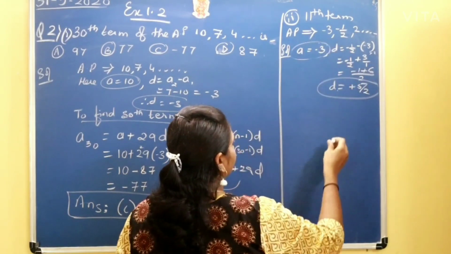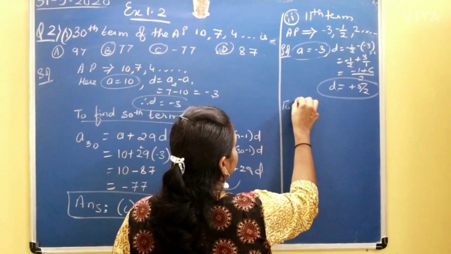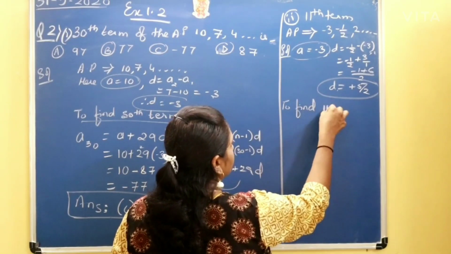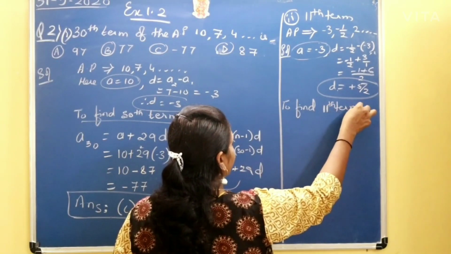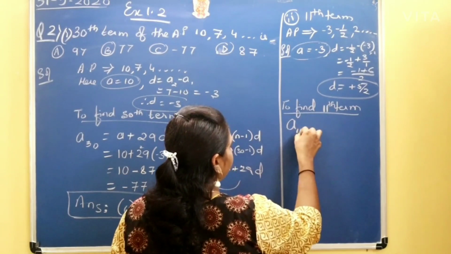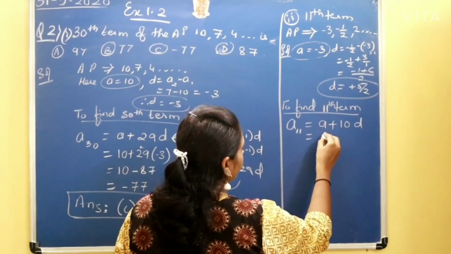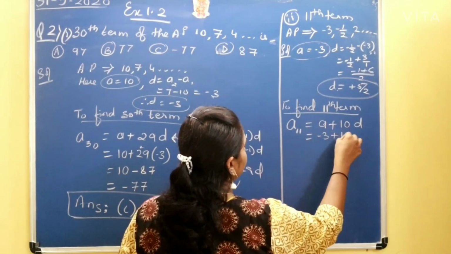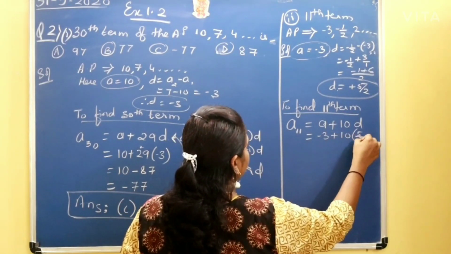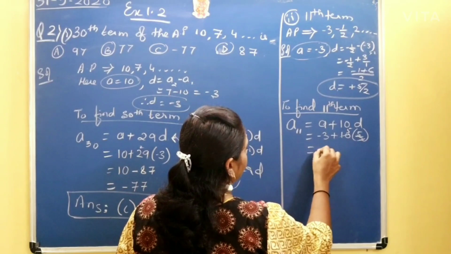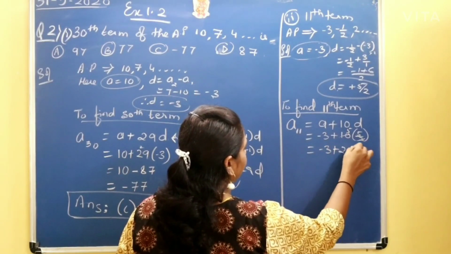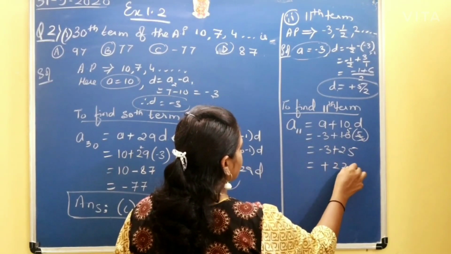a is minus 3. To find the 11th term, use the formula a11 is equal to a plus 10d. So you will have minus 3 plus 10 into 5 by 2. So you will have minus 3 plus 25, which will be plus 22.